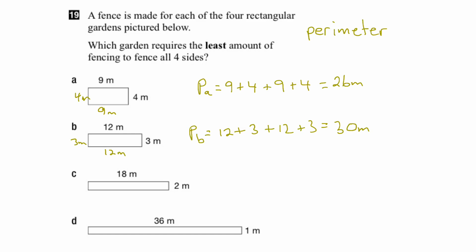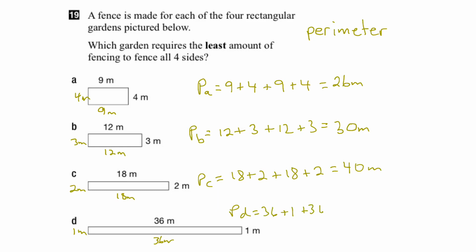Okay, continuing the process for the other gardens. So again, opposite sides are equal. That would be 18 meters there. This would be 2 meters. So the perimeter of garden C would be 18 plus 2 plus 18 plus 2. So that would be 20 plus another 20 would be 40 meters. And lastly, for this one here, that would be 36 meters for that side and 1 meter for that side. So the perimeter of garden D would be 36 plus 1 plus 36 plus 1. So that's 37 plus 37, or 74 meters.